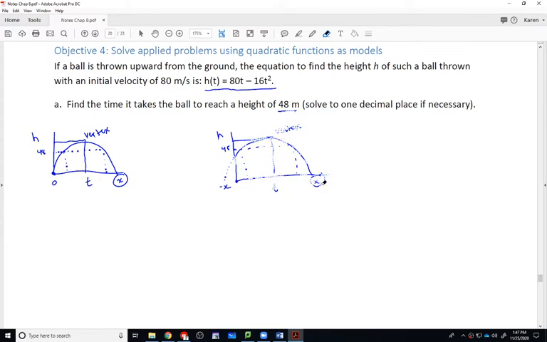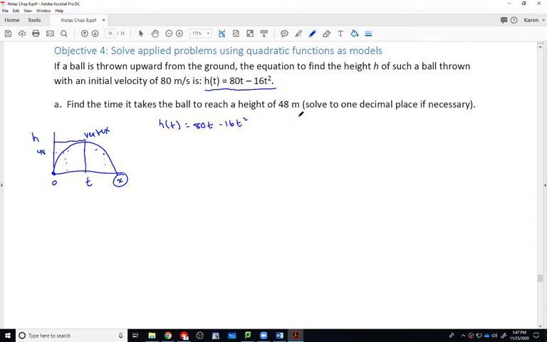And the first one we're going to do is what time it will take for the ball to reach a height of 48 meters. And so you're going to use this equation, h of t is equal to 80t minus 16t squared. And we're going to plug in for the height. Okay, so the equation is h of t is equal to 80t minus 16t squared. And in the first one, you're going to find when does it reach a height of 48 meters. So in for the height as a function of time, we're going to just put in 48.